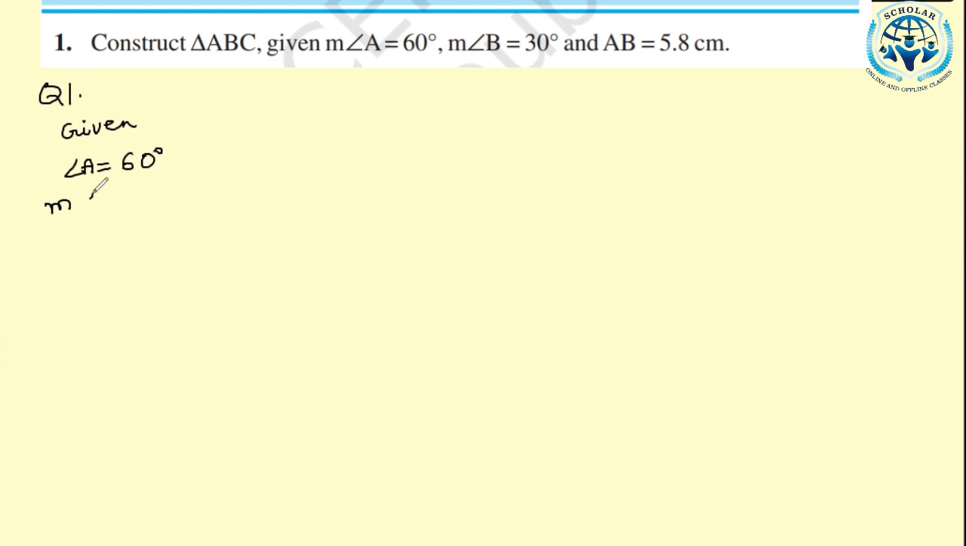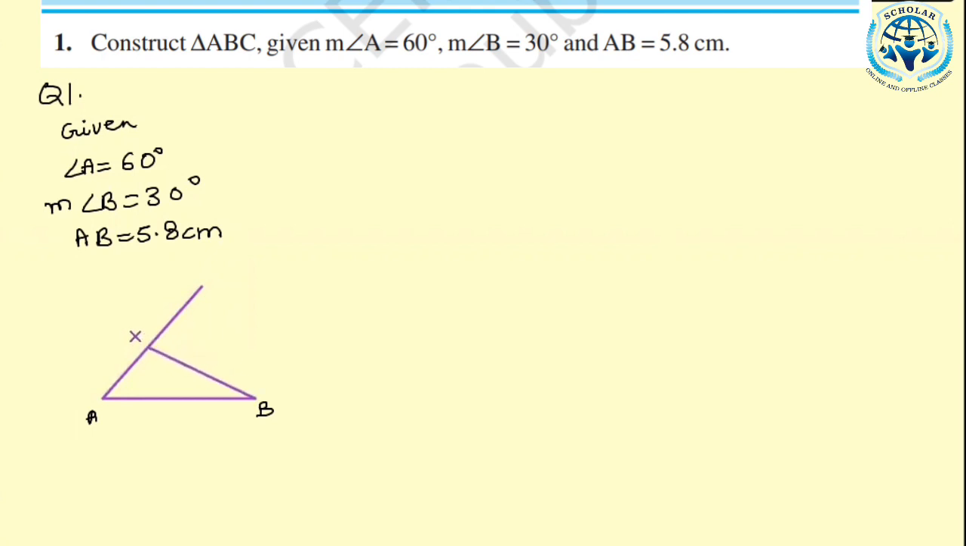Angle A is equal to 60 degrees. Angle B is given as 30 degrees and the side between the two angles is equal to 5.8 centimeters. We will draw the rough sketch first. So this is equal to 5.8 centimeters, angle A is equal to 60 degrees, angle B is equal to 30 degrees. We will draw roughly the estimated angles, and we will get the triangle ABC.